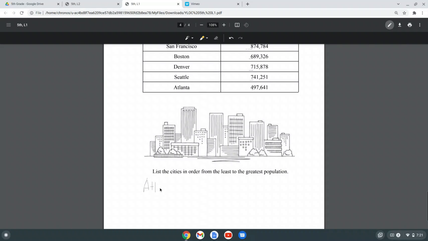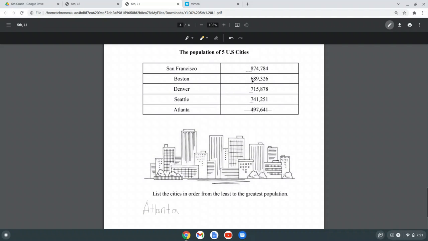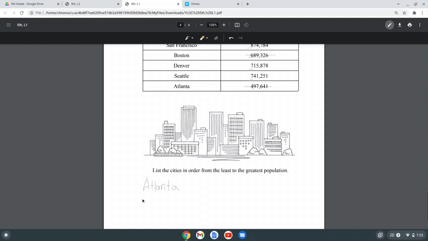Then we look at the other cities, and we don't write the number since it says list the cities. So I'll go from top to bottom. Since we're done with Atlanta, we cross that off. Next, 8, 6, 7, 7. Then we write Boston because that's the second smallest. So Boston. And then we have 3 more.